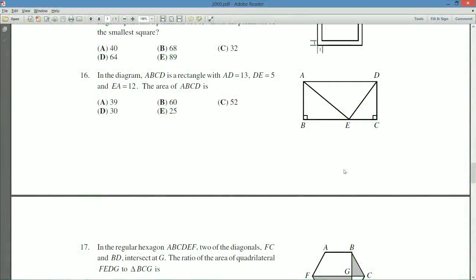We're on to question number 16. So we're over halfway done part B. In the diagram, ABCD is a rectangle with AD as 13, DE is 5, and EA is 12. Immediately something that triggers to me is 13, 5, 12. These are the side lengths of a right angle triangle.